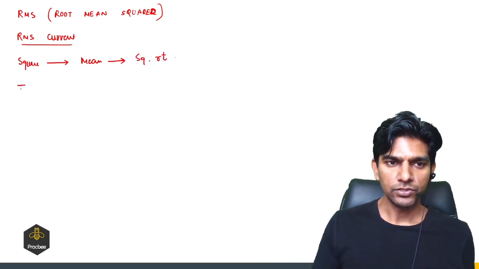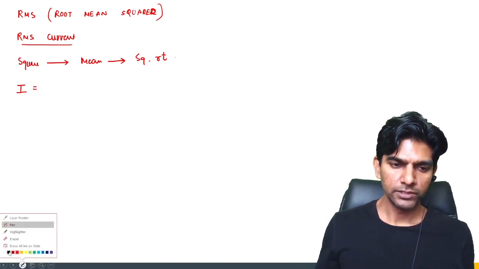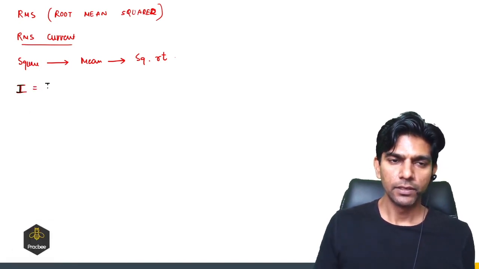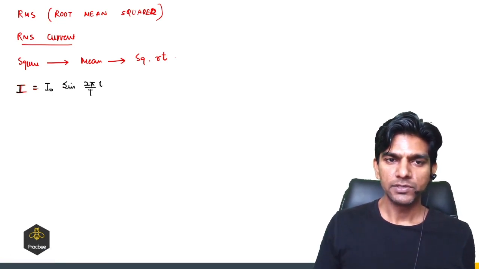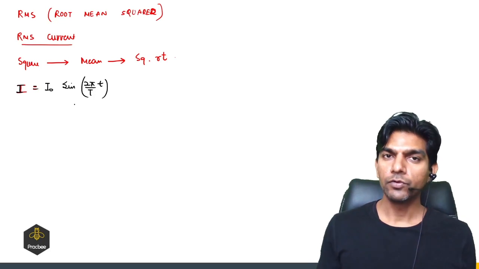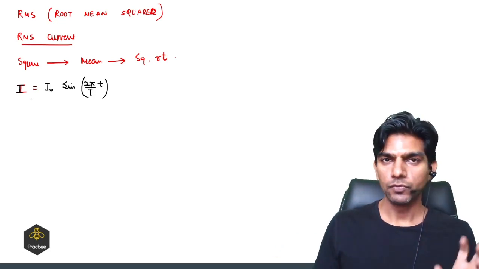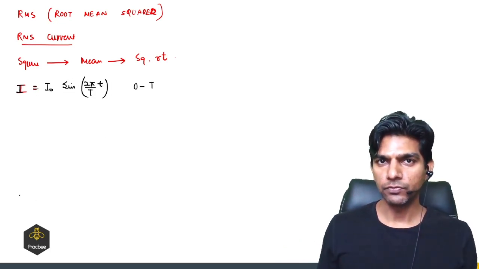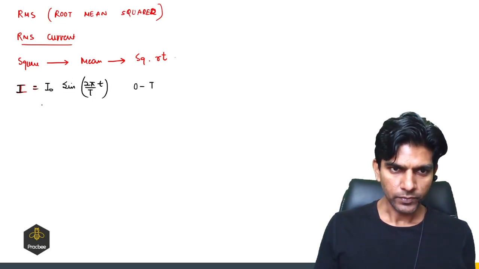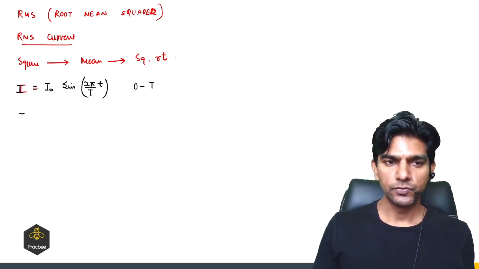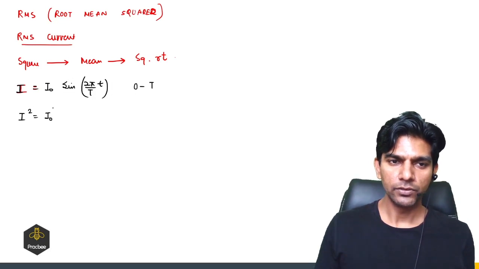So if I have given function I, which is, so I is given as I naught sine 2 pi by capital T times small t. This is our function, and we want to find the RMS value of this function over one complete cycle, means from 0 to capital T, where capital T is the time period of one oscillation. So what we're going to do, we'll square this. So first let us square this. So this will become I naught square sine square 2 pi t upon capital T.